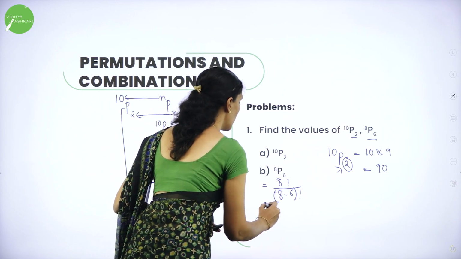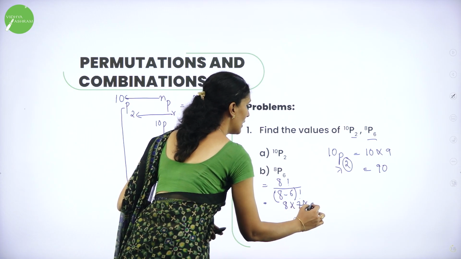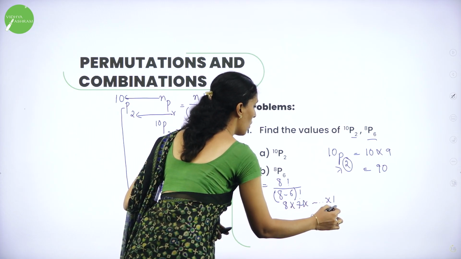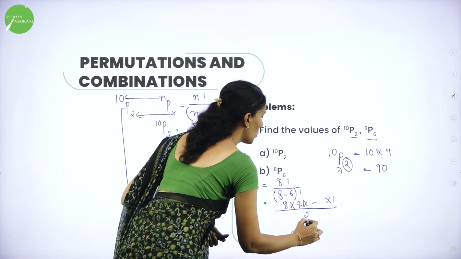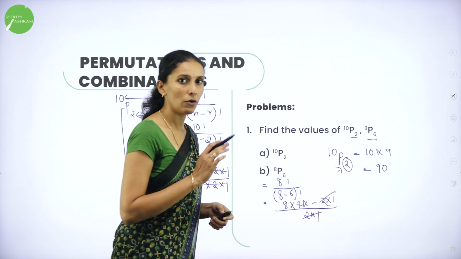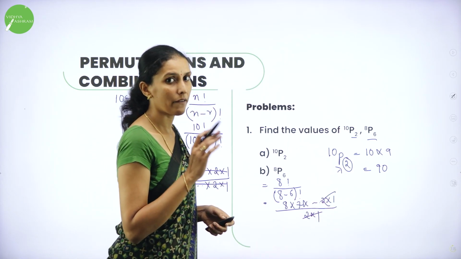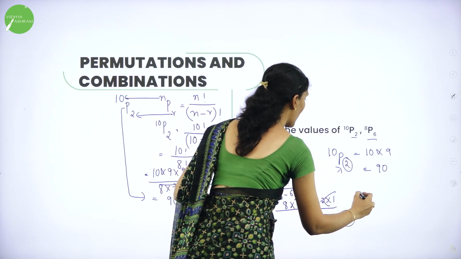So therefore, you will get all the numbers from 8, 7 till 1, all divided by 8 minus 6, which means 2 factorial, that is 2 into 1. So 2 into 1, 2 into 1 get cancelled. So you will be having the numbers 8, 7, 6, 5, 4, 3.